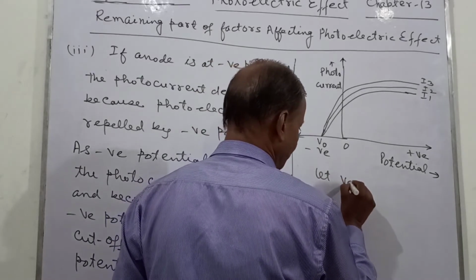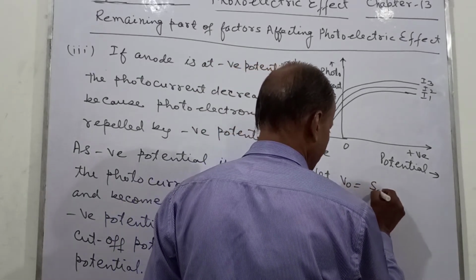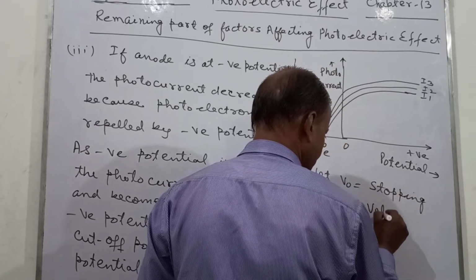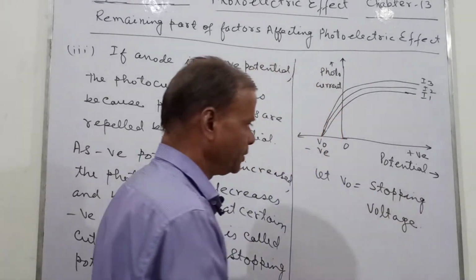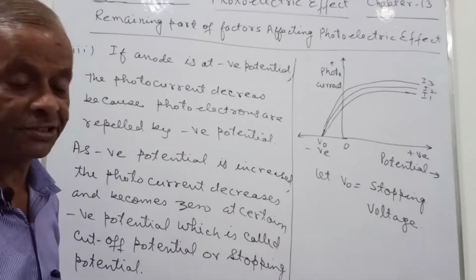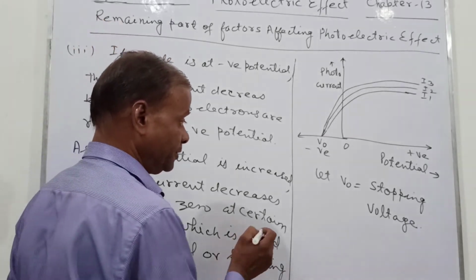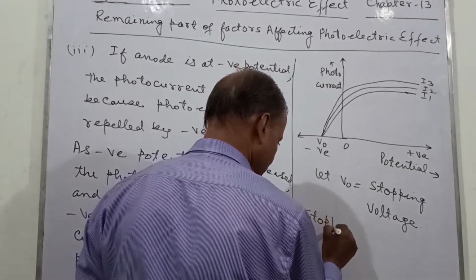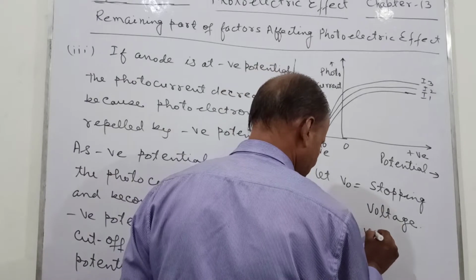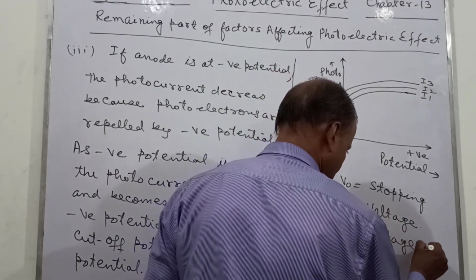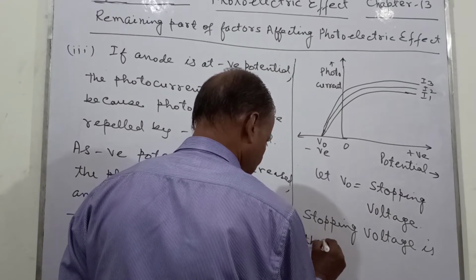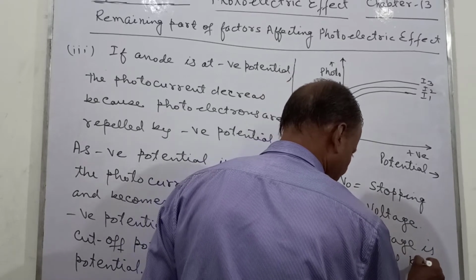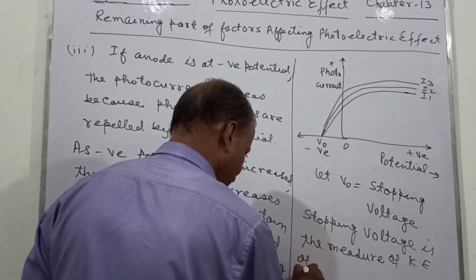Let V0 equal the stopping voltage. Then this stopping voltage is the measure of the kinetic energy of the photoelectron. Stopping voltage is the measure of kinetic energy of photoelectron.